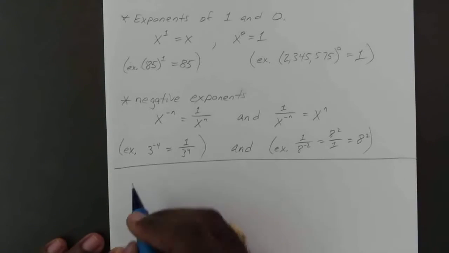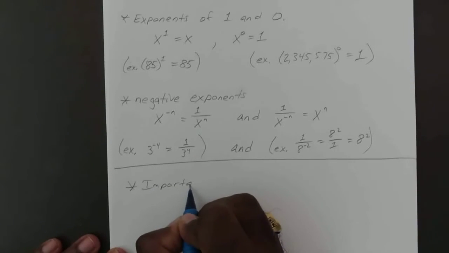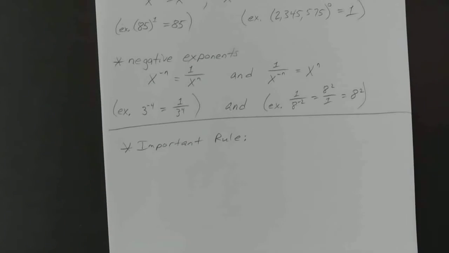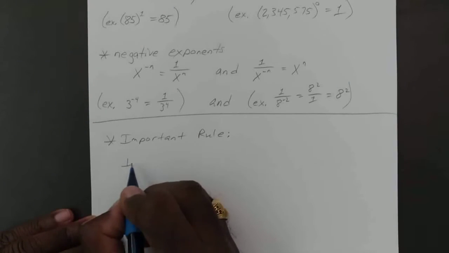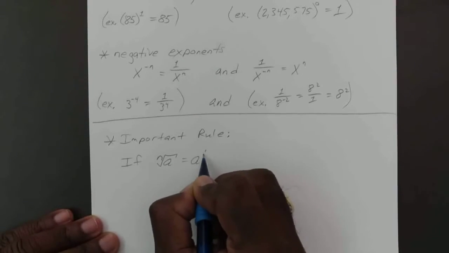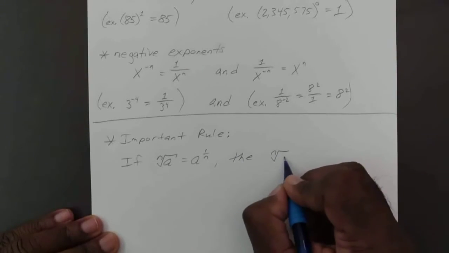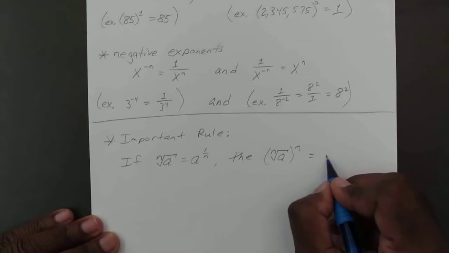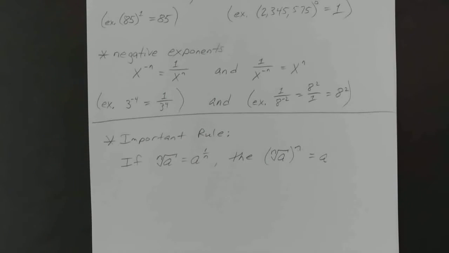Okay. And another important rule that's going to come up over and over again. Let's say the nth root of a equals a to the 1 over n, then the nth root of a raised to the nth power will equal a. So really the exponent and index, if they're the same, they cancel each other out.